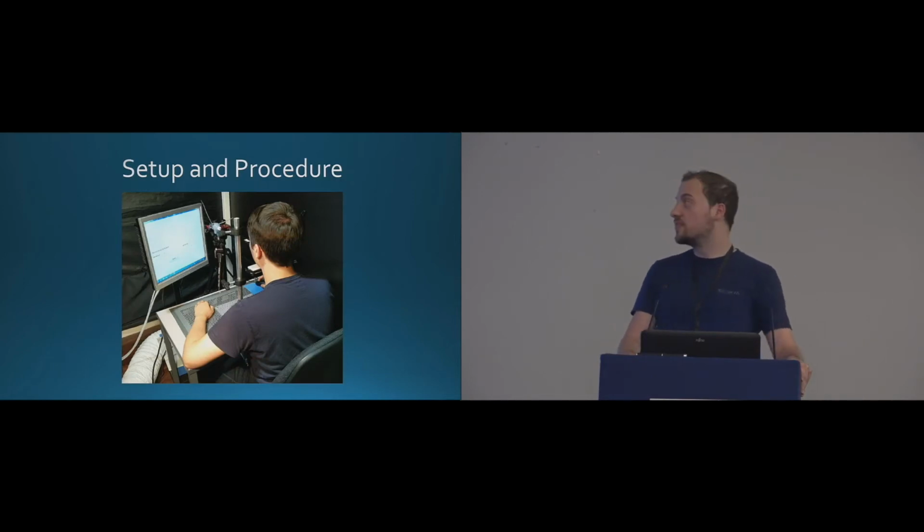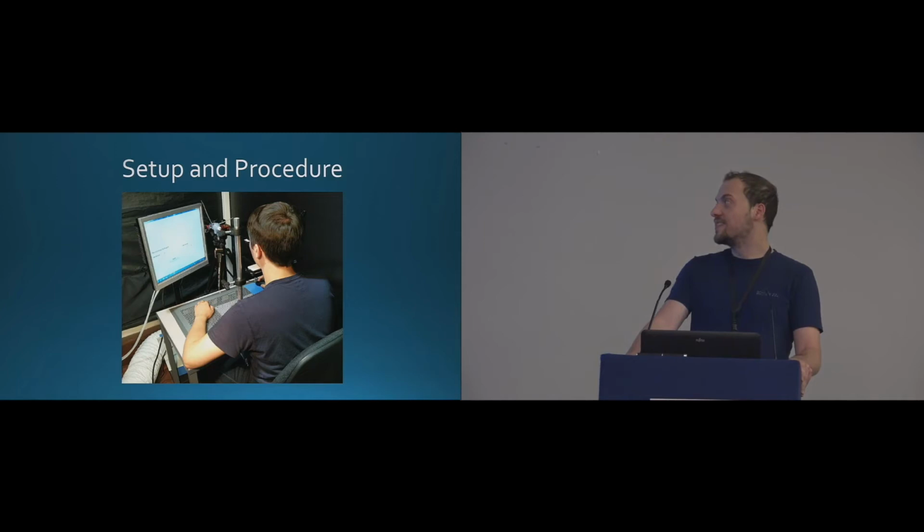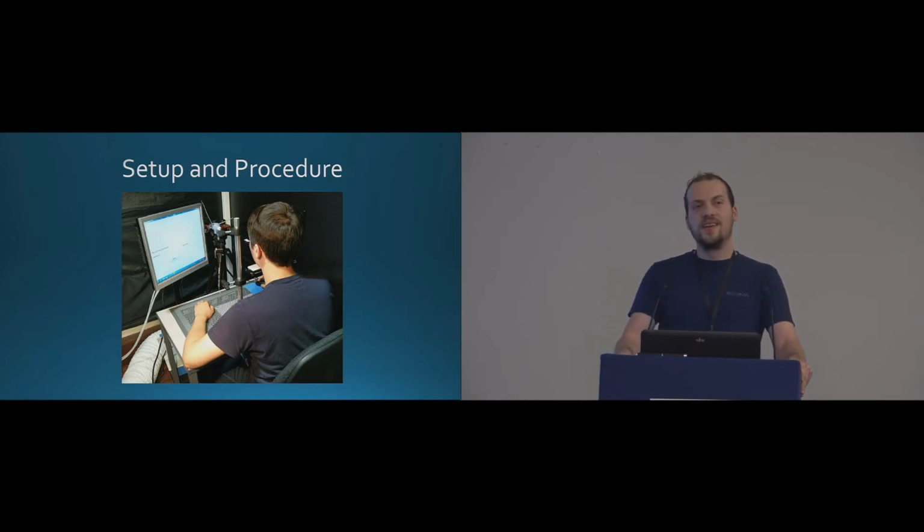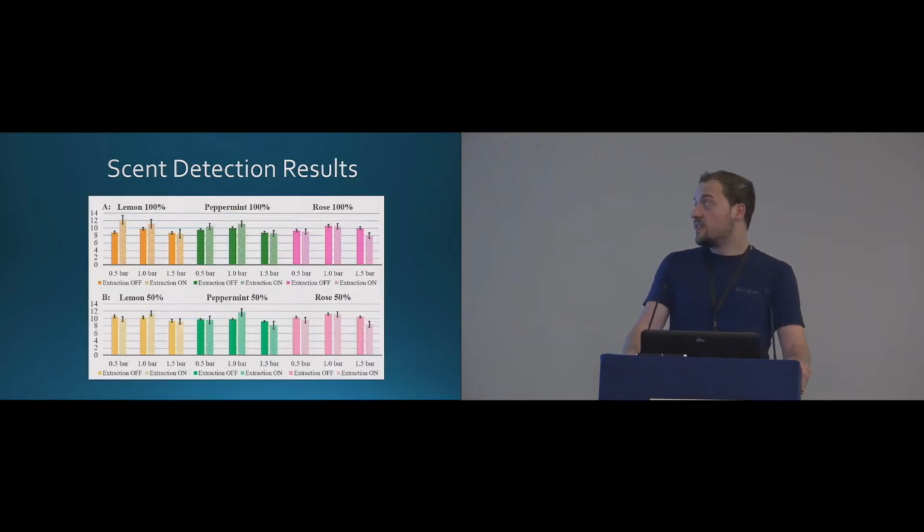This is how the setup looked inside the room with the participant inside. So basically, you can see the blue nozzle pointing towards the participant's nose, and there was a screen on the left where the graphical user interface was displayed, and we basically asked the user to press the start button when they started perceiving a scent, and they had to click stop when they didn't perceive the scent anymore, and we were recording these times.